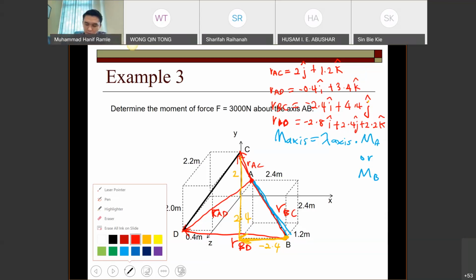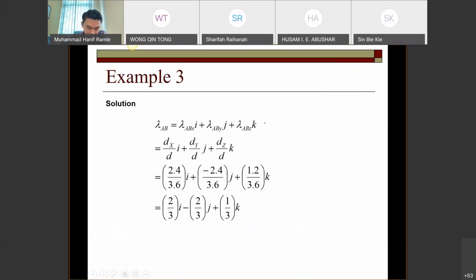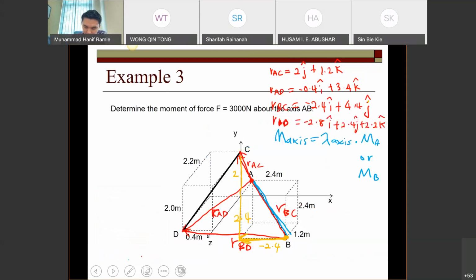The simplest one, you should choose the one with fewer components. I mean, the simplest is having a smaller number of components. For RBD, we do have 3 components, X, Y, Z, which is more complicated for the next calculation. So the simplest one has fewer components, and another simplest one has positive values. So in my opinion, I will use RAC.